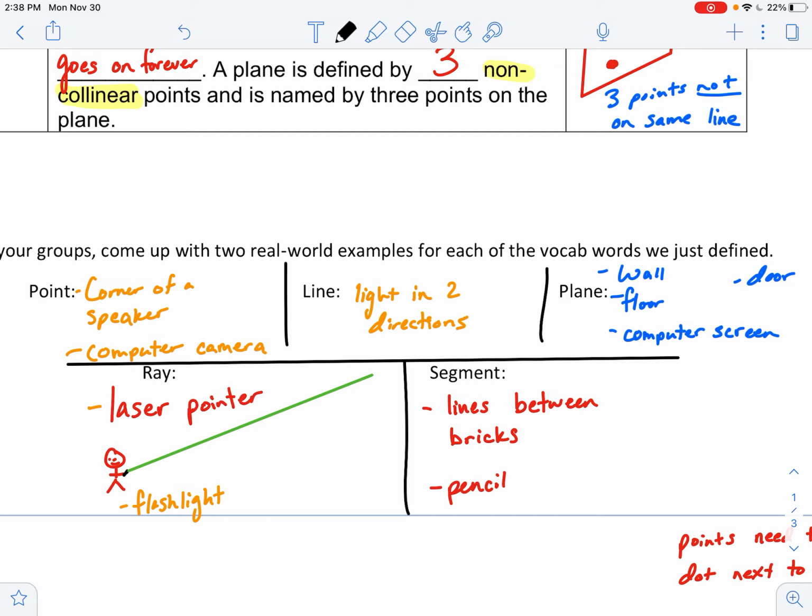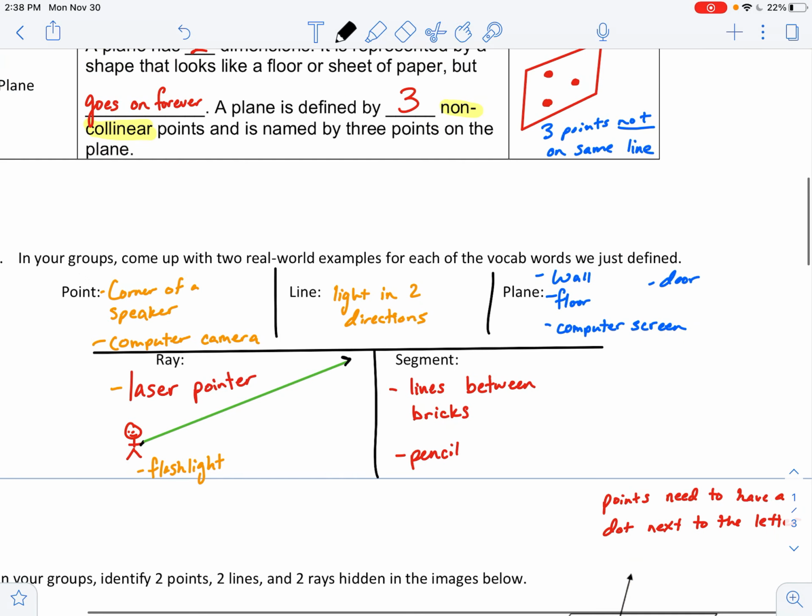And a ray, we said it goes on forever only in one direction. A laser pointer or a flashlight is a really good example of that. So I drew my guy down there. He's got his laser pointer going on forever from my hand all the way out in one direction until it hits something. So those are some good examples of points, lines, planes, rays.